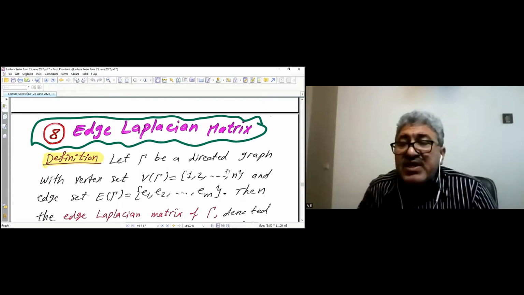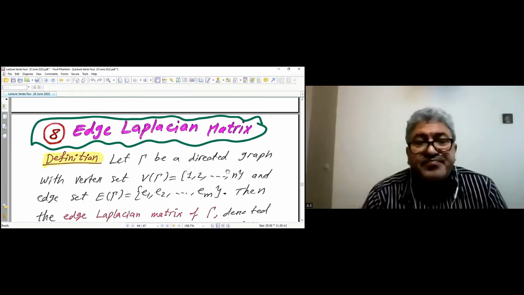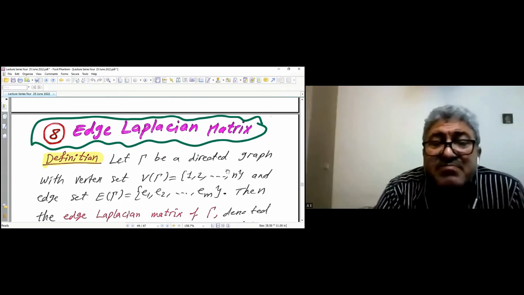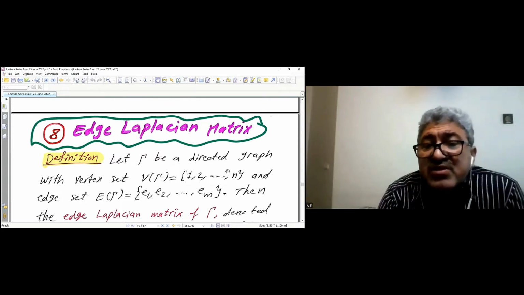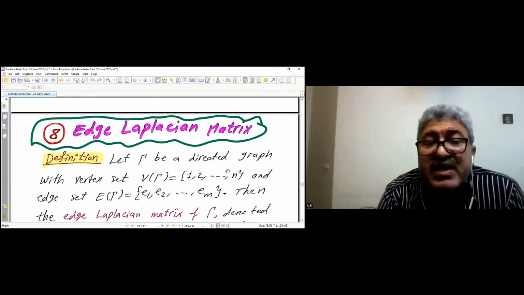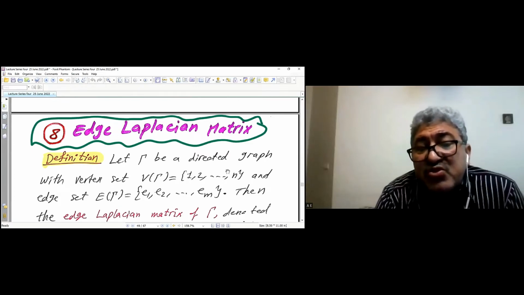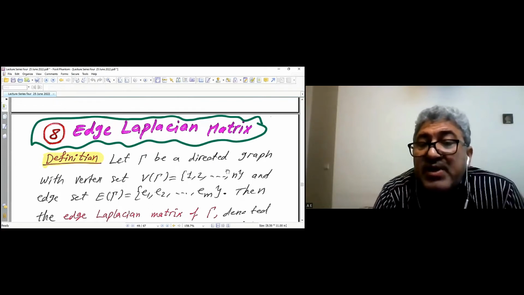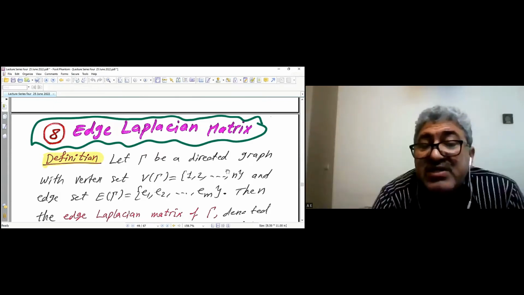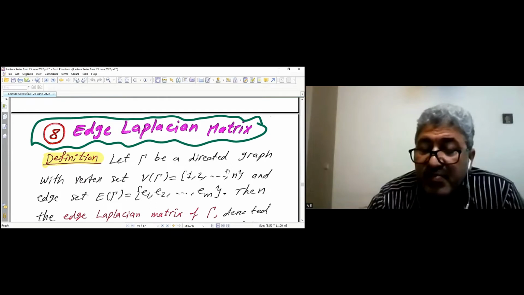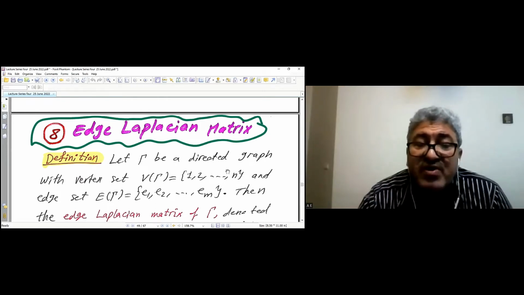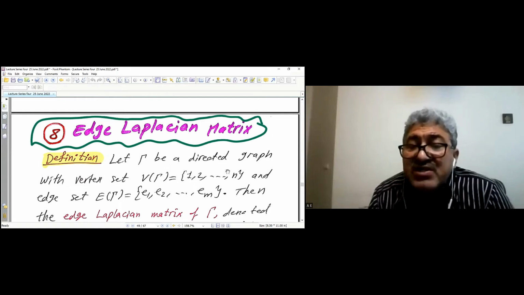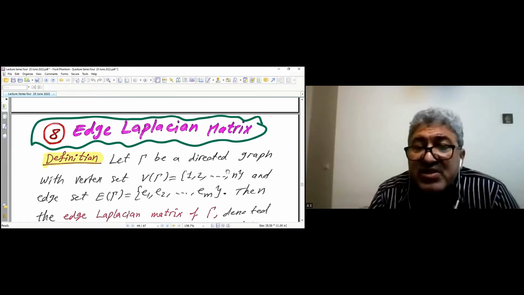Now, the last matrix associated to a graph is the edge Laplacian matrix. We have already seen the Laplacian matrix, which is just the vertex Laplacian matrix. Now here is the edge Laplacian matrix. So the definition is the following. Suppose that gamma is a directed graph, so we have a direction here.